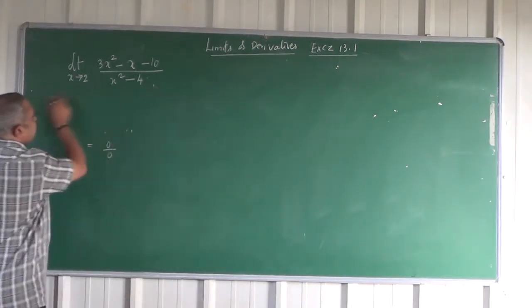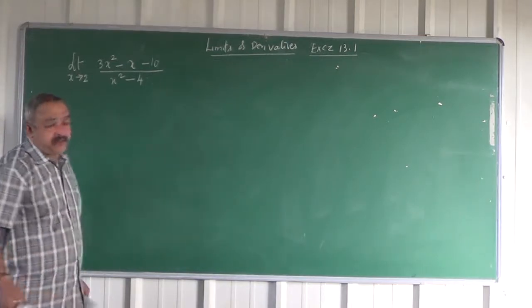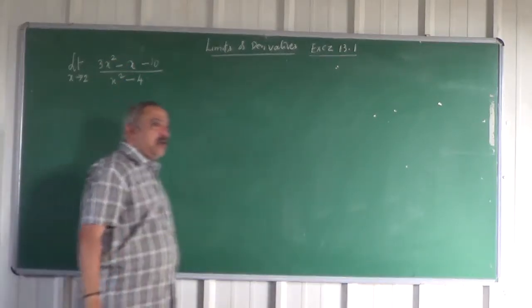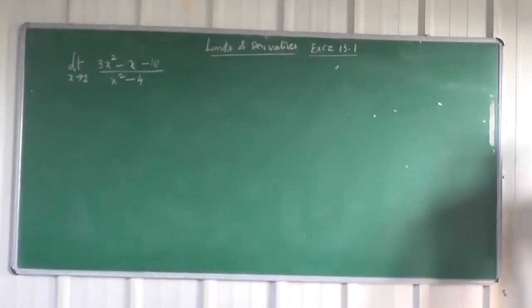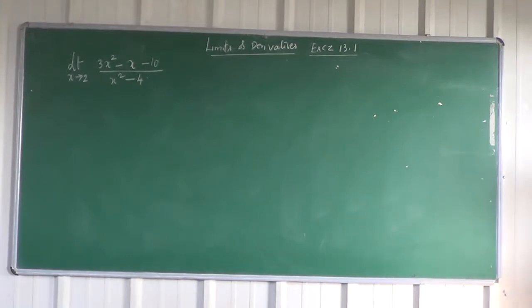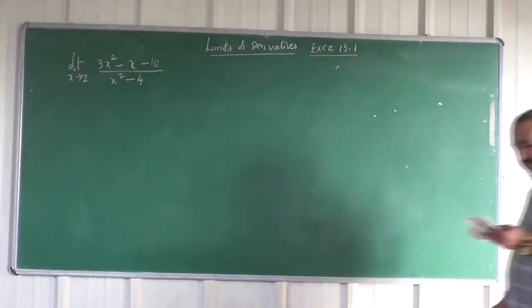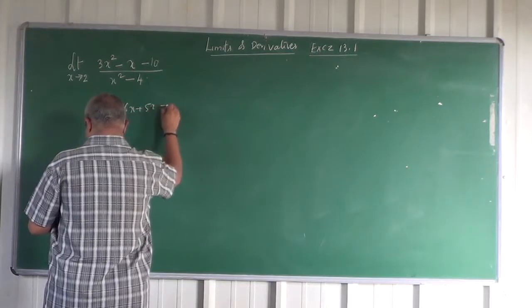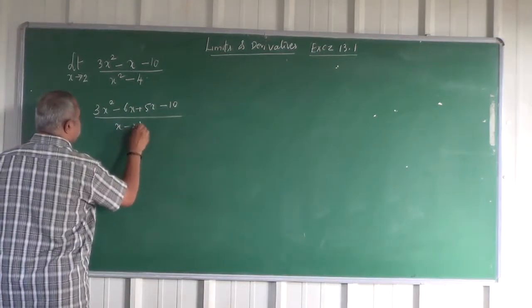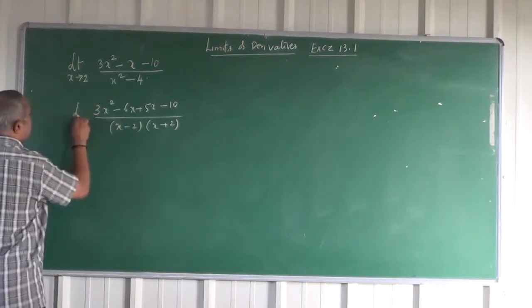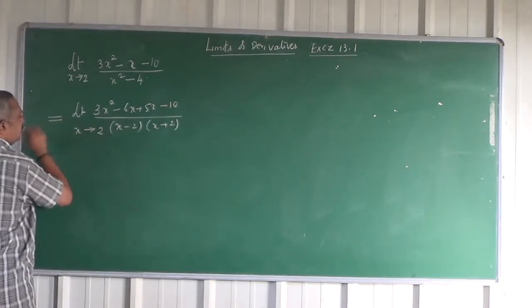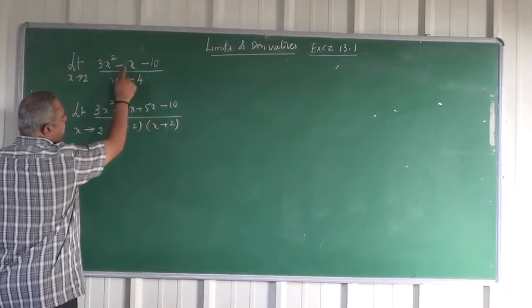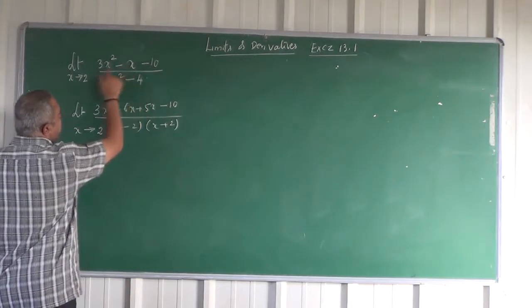So what is the next step you think about? Factorization. 3x squared minus x minus 10. Now try to get the factors. 3x squared minus 6x plus 5x minus 10, divided by x minus 2 into x plus 2, as x tends to 2. So the next step, we have factorized. Minus 6x plus 5x gives minus x. Minus 6 into plus 5 gives minus 10 into 3.